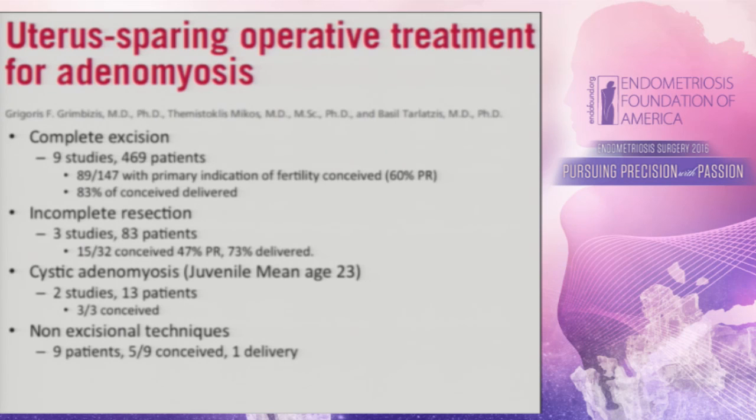Grambesis looked at the operative treatment for adenomyosis, 9 studies, 469 patients, and again, he looked at whether or not they had complete excision or incomplete excision, and the pregnancy rates were very similar, which were actually fairly high. 60% pregnancy rate with complete excision, 47% with incomplete excision.